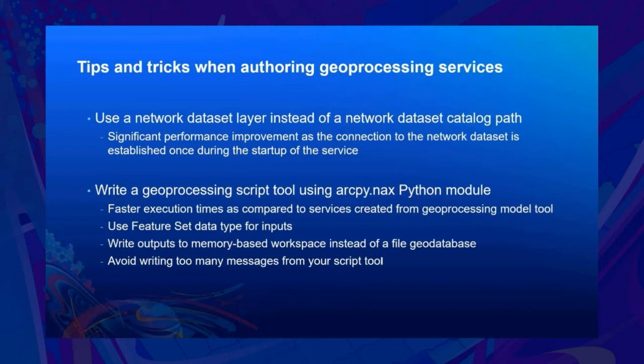The geoprocessing framework in ArcGIS allows you to write geoprocessing models. Now, these models can be published as geoprocessing services. However, geoprocessing models that perform network analysis are slower to execute as compared to geoprocessing script tools written using the ArcPy.NAX module. Another tip is to write outputs and intermediate data to memory-based workspaces instead of writing them to a file geodatabase to minimize the I/O operations made by your service.